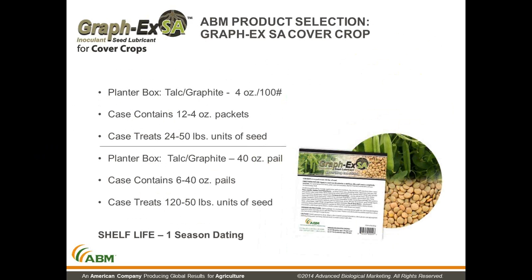The other container size we have is a larger size. It comes in a 40-ounce pail, and there are 6 40-ounce pails in a case, and a case will treat 120 50-pound units of seed. We're right at 6,000 pounds of seed. The shelf life on this, again, is only 1 season dating, because there are strains of rhizobium there that we can't get to live long enough. So we've only got a 1 season dating on Graphex SA for cover crops.